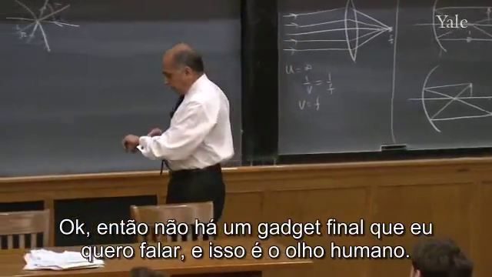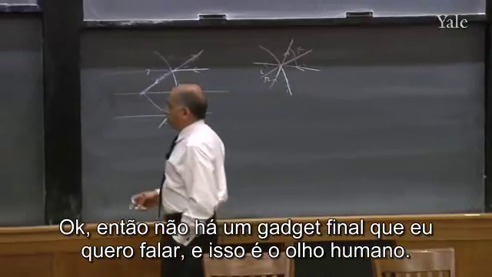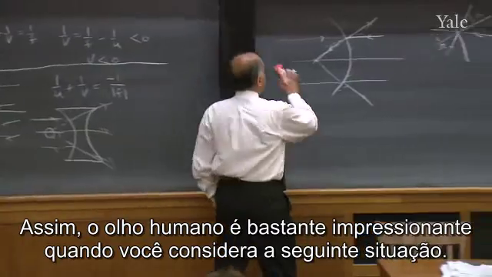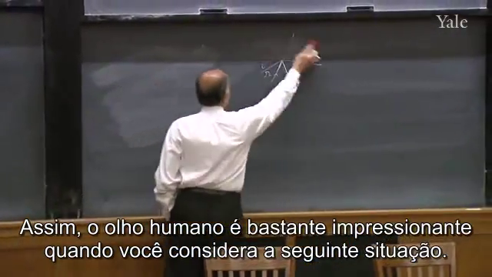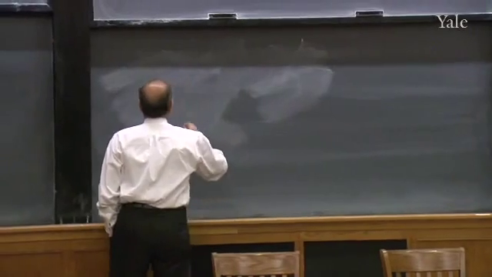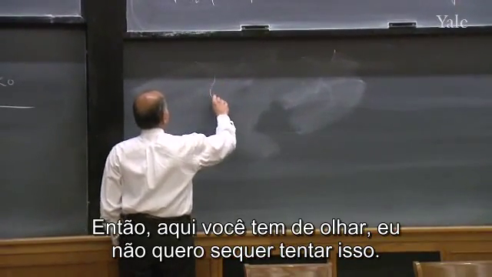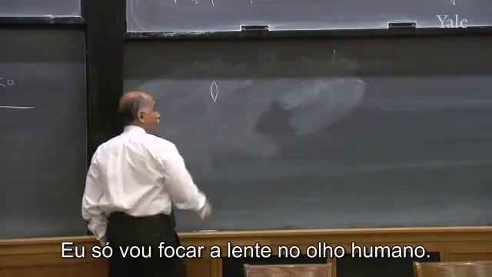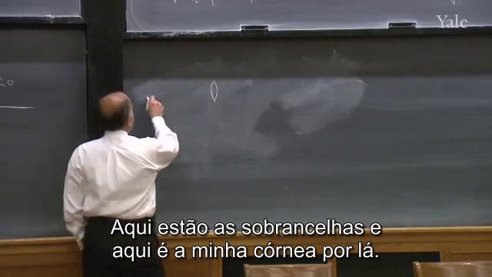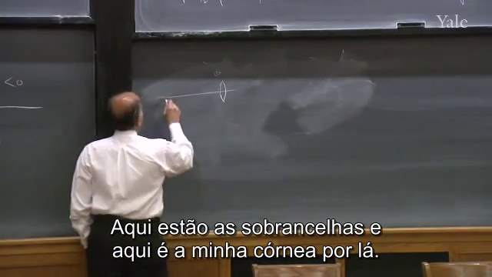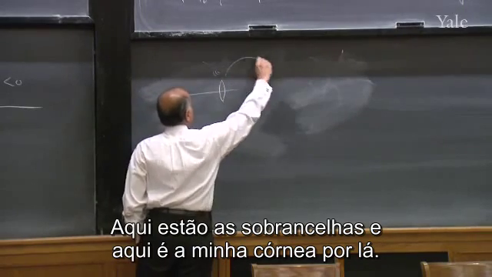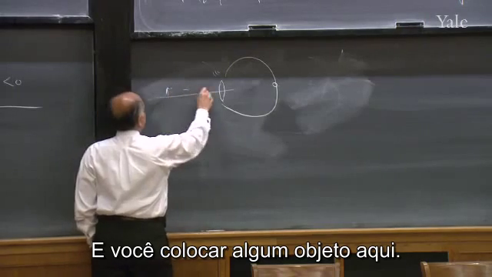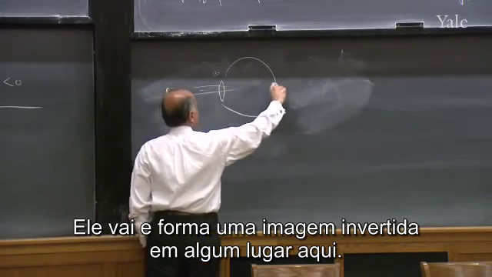Okay, so there's one final gadget I want to talk about, and that's the human eye. So the human eye is pretty impressive when you consider the following situation. I'm just going to focus on the lens in the human eye. Here are the eyebrows. And here, the cornea is over there. And you put some object here, it goes and forms an inverted image somewhere here.